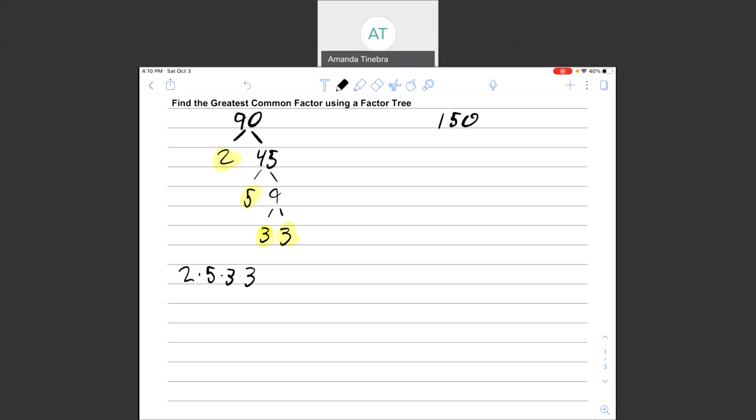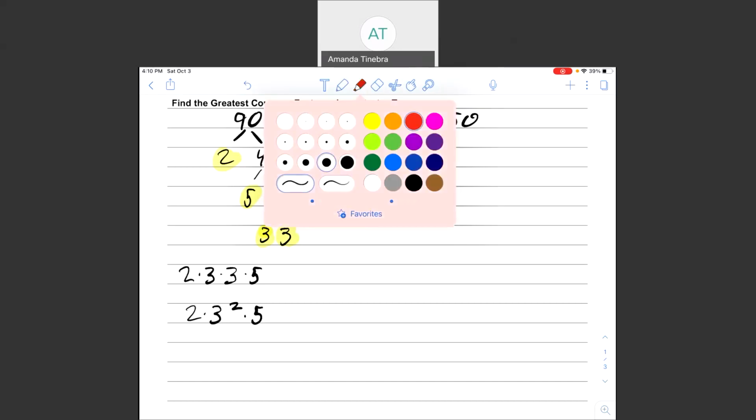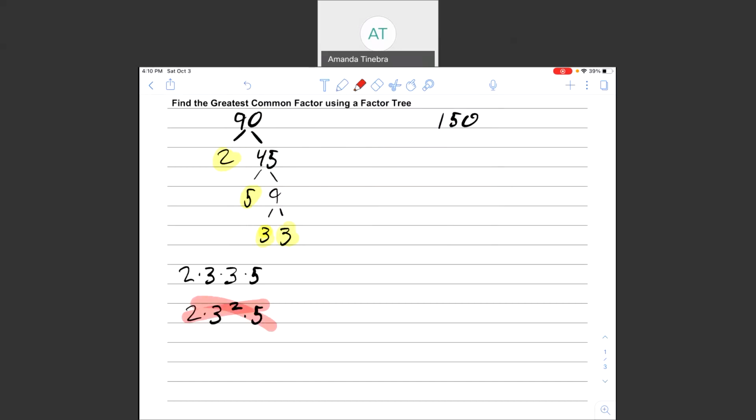Now we know, because I showed you before, that we don't actually like to write it like that. We want to write it in least to greatest. So it's 2 times 3 times 3 times 5. Now we could take this even one step further and do 2 times 3 to the second power times 5. But for this method, we don't really need to do that. We're going to just stick with this one right here, and that's going to help us. So 2 times 3 times 3 times 5.